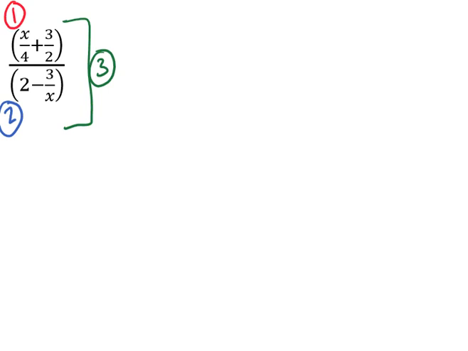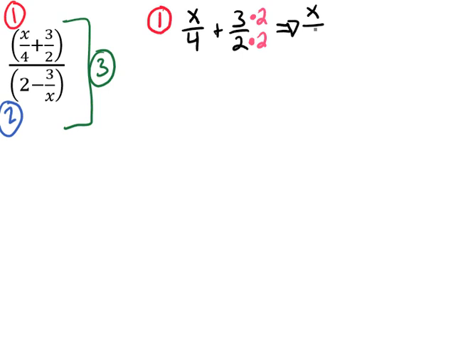So let's look at our first problem here. Again, our first problem is x over 4 plus 3 halves. In order to do this problem, I'm going to have common denominators. So I'm going to go ahead and multiply this fraction by 2 over 2. And that's going to give me the answer to my first problem, or at least a part of it. So I'm going to have x over 4 plus 6 over 4, which gives me x plus 6 over 4. So I have my first answer. I'm just going to mark this, because I'm going to need it later.